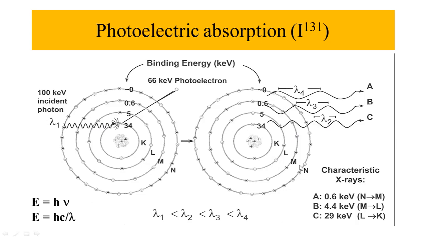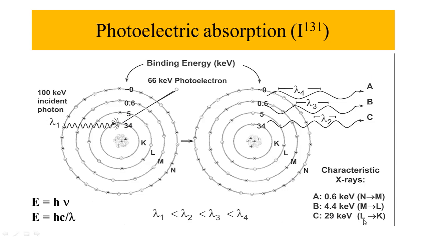Similarly, if you go to the M shell, the binding energy is again lower compared to the L shell, and that's why the wavelength is larger compared to the previous case. It is going to increase further, because the binding energy is again very small in the N shell compared to the M shell. So the wavelength is going to increase. This is the order of the wavelength and energy given over here. Of course the K shell has more, but here I'm going to explain with the L, M, and N shells.